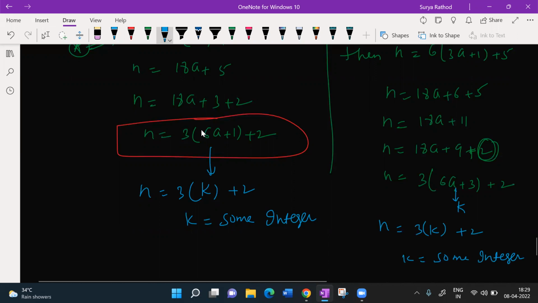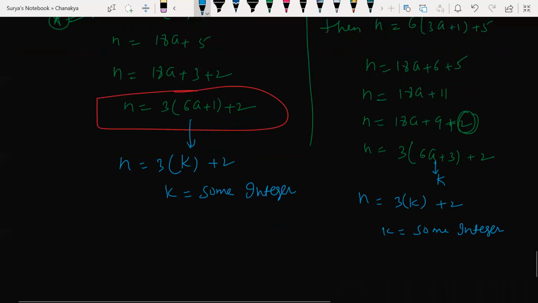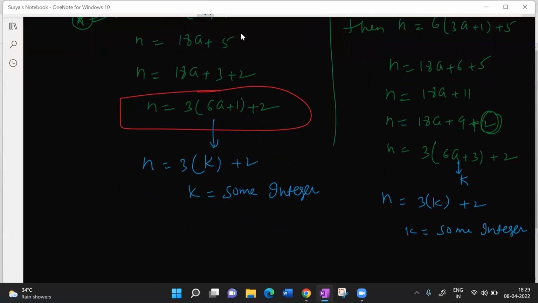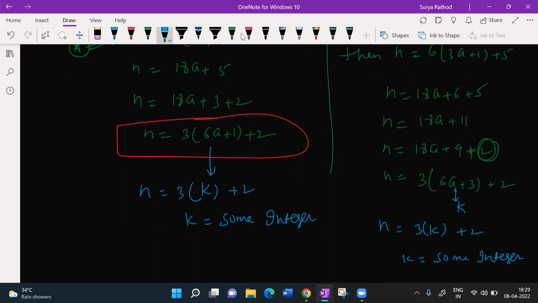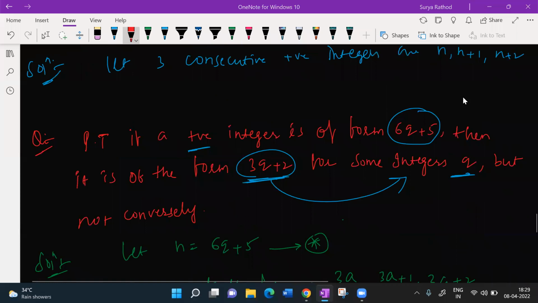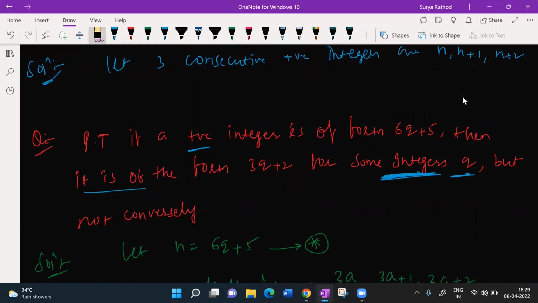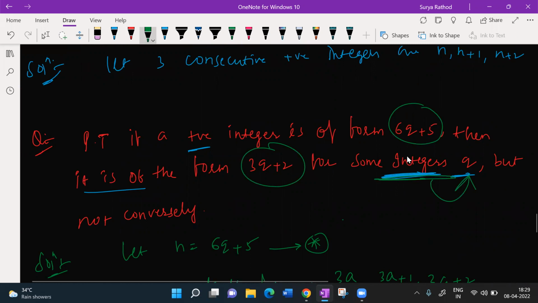Is it clear? Any doubts? Sir, why are you always writing in the form of n is equal to 3 into something plus 2? Because, beta, read the question properly. Prove that the positive integer of the form this one is of the form this one for some integers. This form becoming this form. What is the meaning of the question? This form becoming this form for some integer q, but not conversely. I'll tell you what that conversely is.